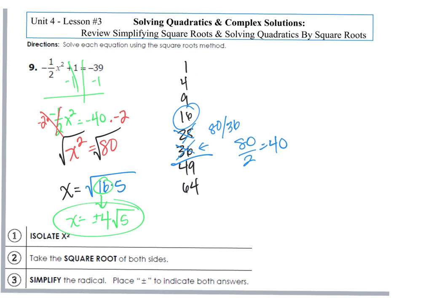And again, if you don't like this process of simplifying the radical by using your list of perfect squares, get yourself a Casio. Like I told you at the beginning of the school year. Get yourself a magic calculator, life will be easier.